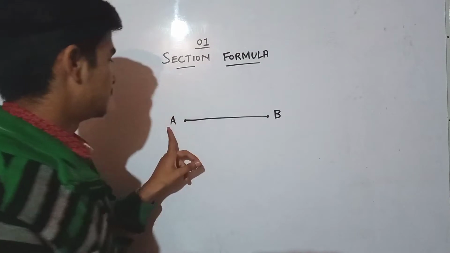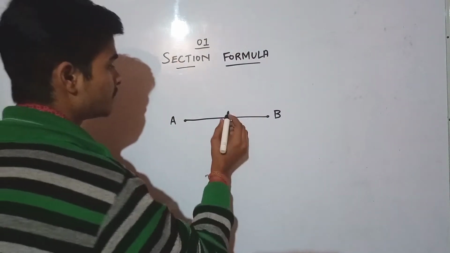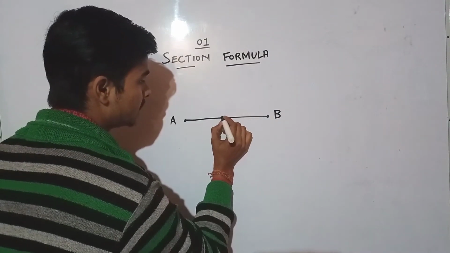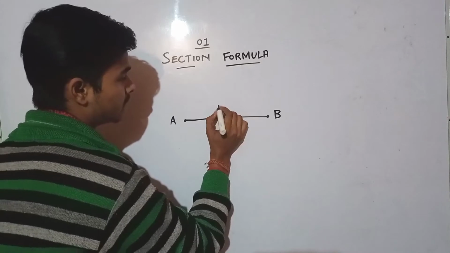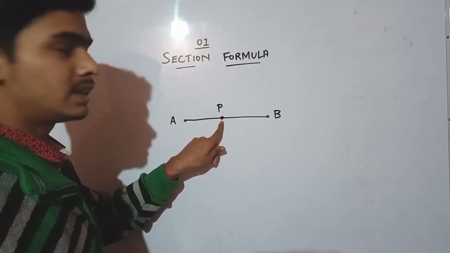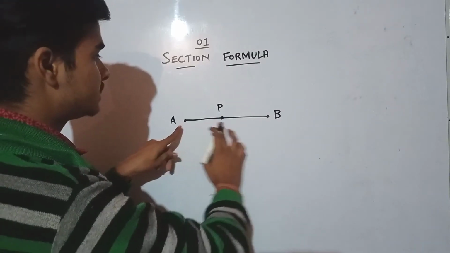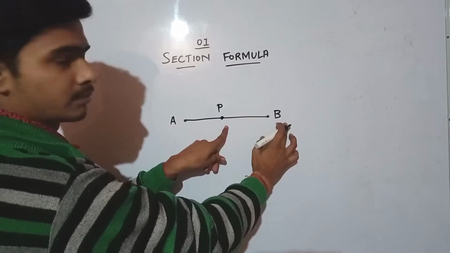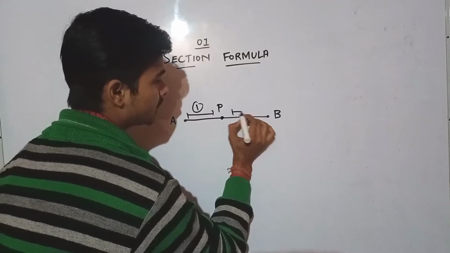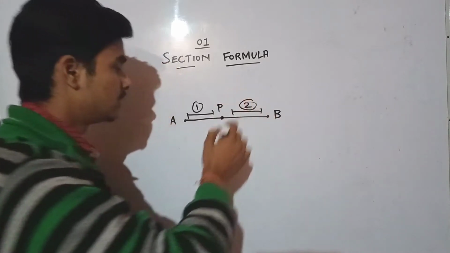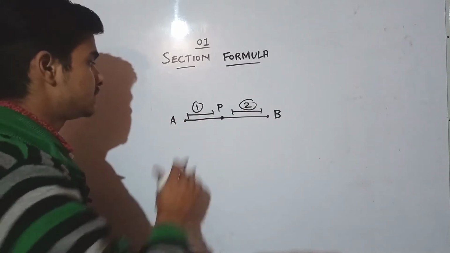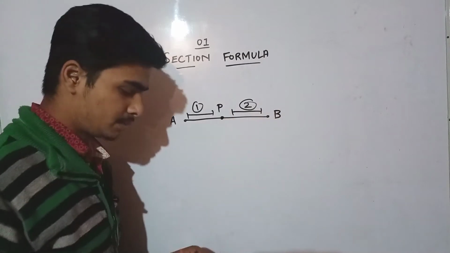See here, this is a line AB and suppose I make a point somewhere in this line, not in the middle. Somewhere in this line I make a point and let me call this point P. So what this point did is it divided this whole line into two parts. You can clearly see this is the first part from here to here and this is the second part. So this point divided this whole line AB into two parts, which is AP and PB.